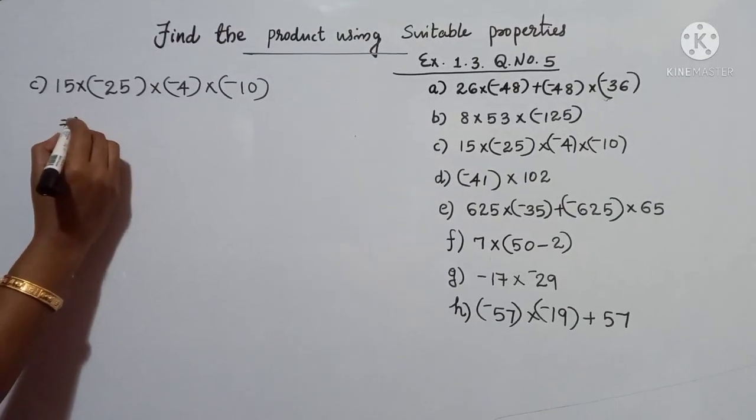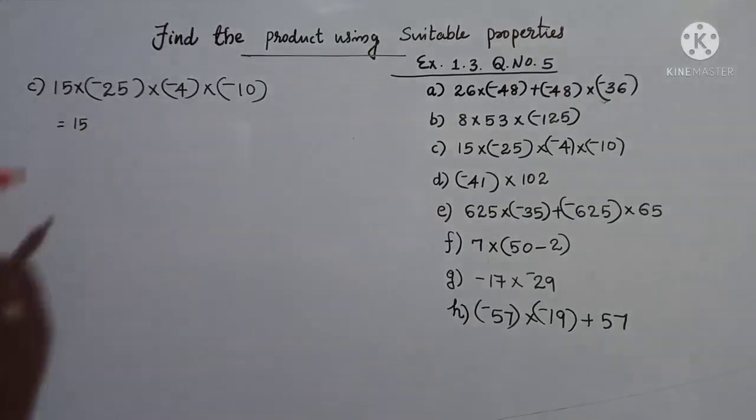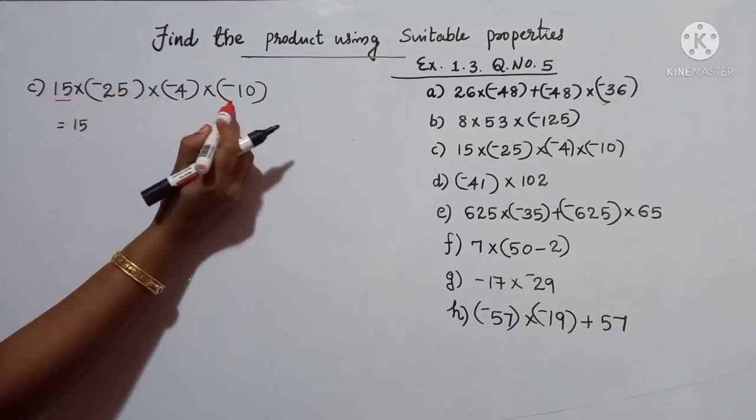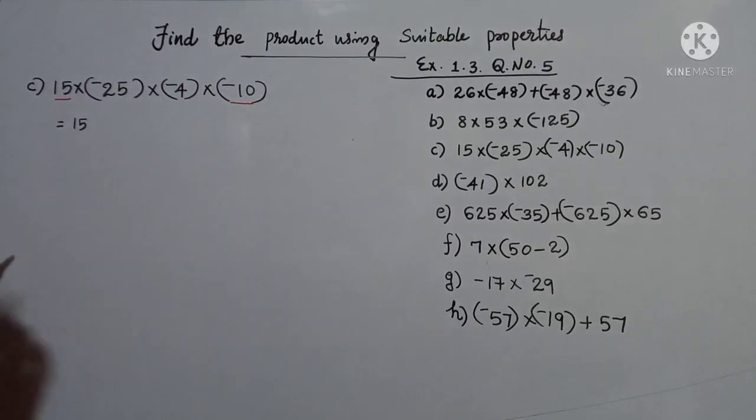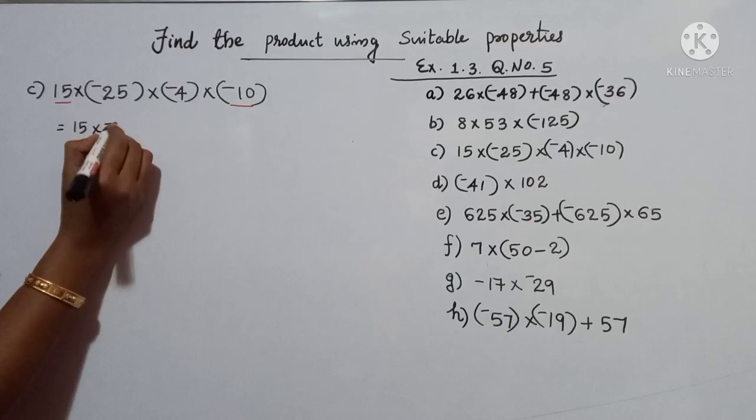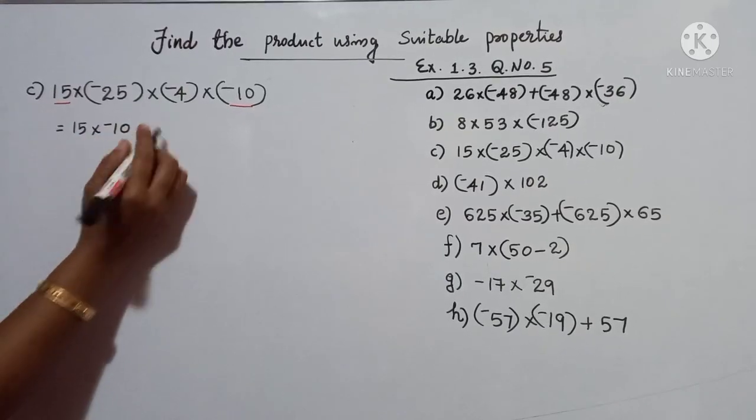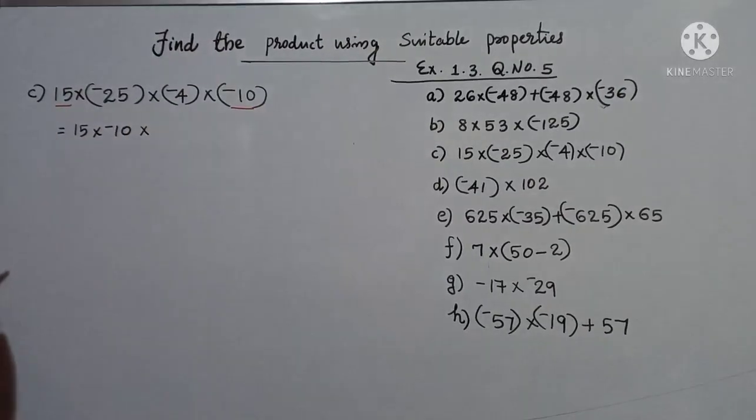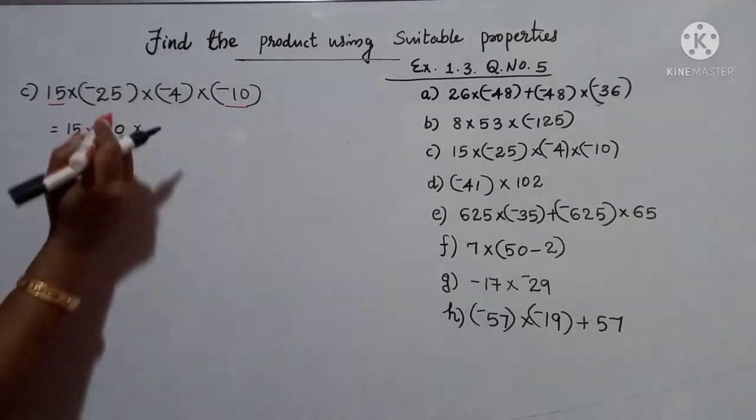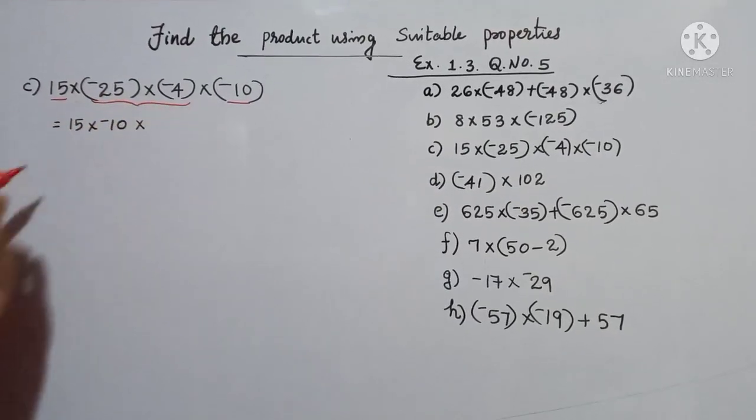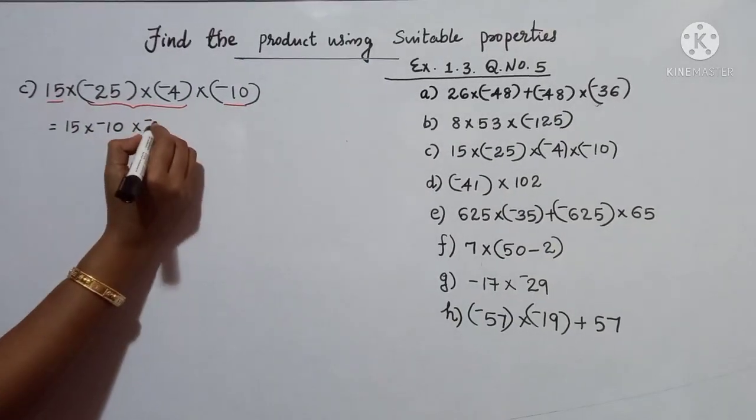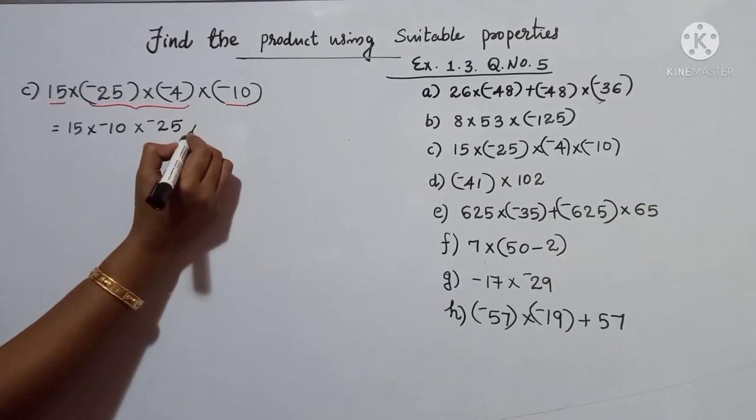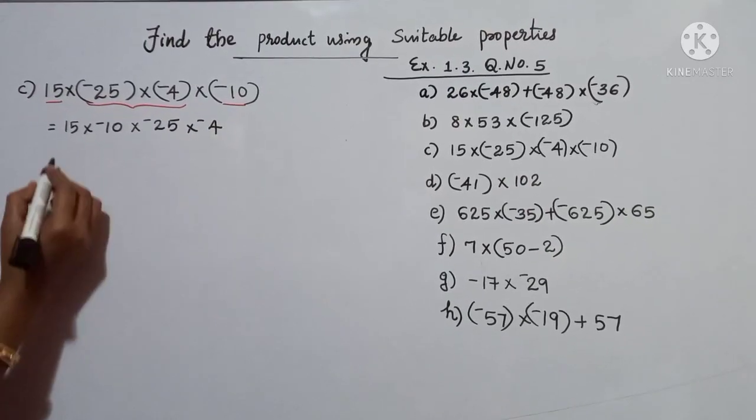That is equal to 15. Here we can see 15 into 10 is 150. Easily we will get that answer. So we can write it closer. After writing the two close together, next minus 25 into 4. We know 25 into 4 is 100. Write that also: minus 25 into minus 4.